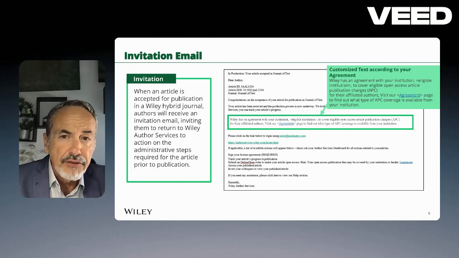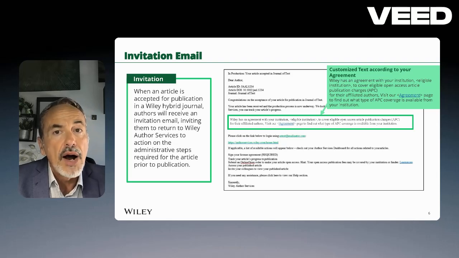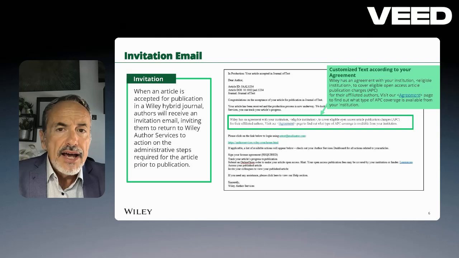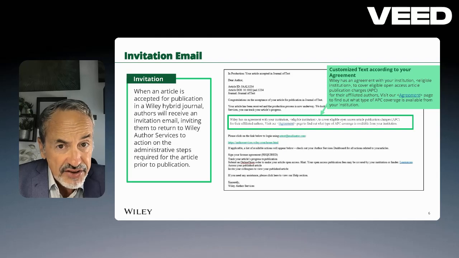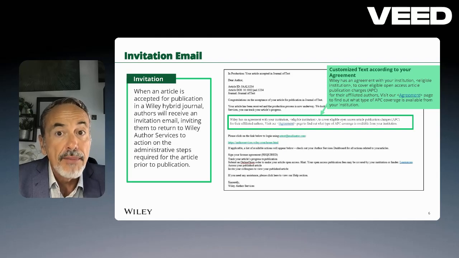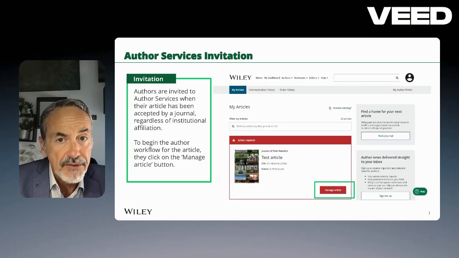When an article is accepted for publication in a widely hybrid journal, authors will receive an invitation email prompting them to return to Wiley Author Services to complete the necessary administrative steps before publication. Now, if you have correctly identified yourself with your CTK affiliation, the email will include a customized message highlighted in the green box on this slide, informing you about the availability of the CTK fund to cover the cost of the open access APC.